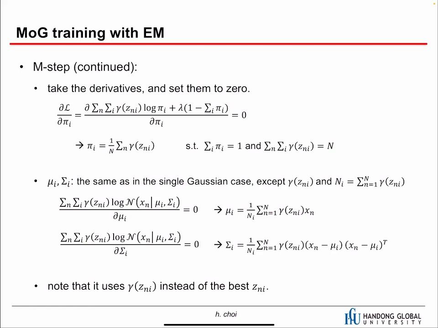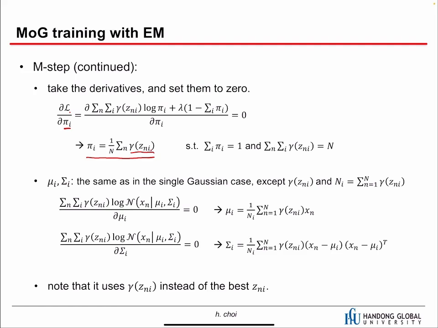Now let's take the derivatives and set them to 0. This is our function; we take a derivative with respect to pi sub i and set it to 0. Then simply we get this one: pi sub i is the average of the responsibility. We have n samples, and for the n samples, the ith component has a responsibility. Then we sum them up and take an average.